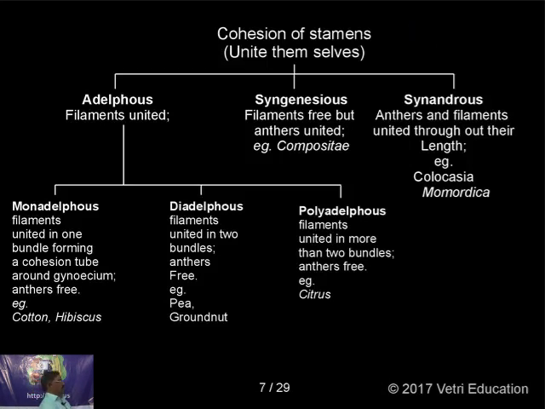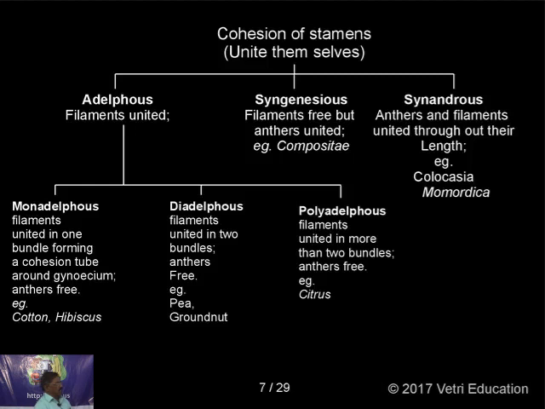This is called the union of the filaments, that's called adelphy. Union of the filaments, adelphy. If all the filaments are united together to form a single bundle, that is called monadelphous condition. If it is two bundles, diadelphous condition. More than two, that is called polyadelphous condition. In the monadelphous condition, you can find in the family Malvaceae, filaments united in one bundle, forming a cohesive tube around the gynoecium, and anthers are free, as in cotton and hibiscus.